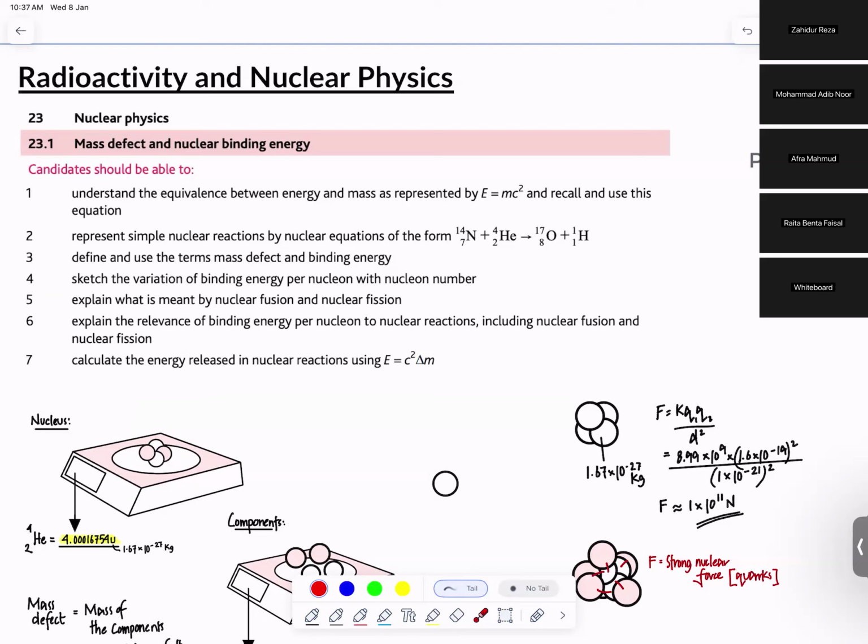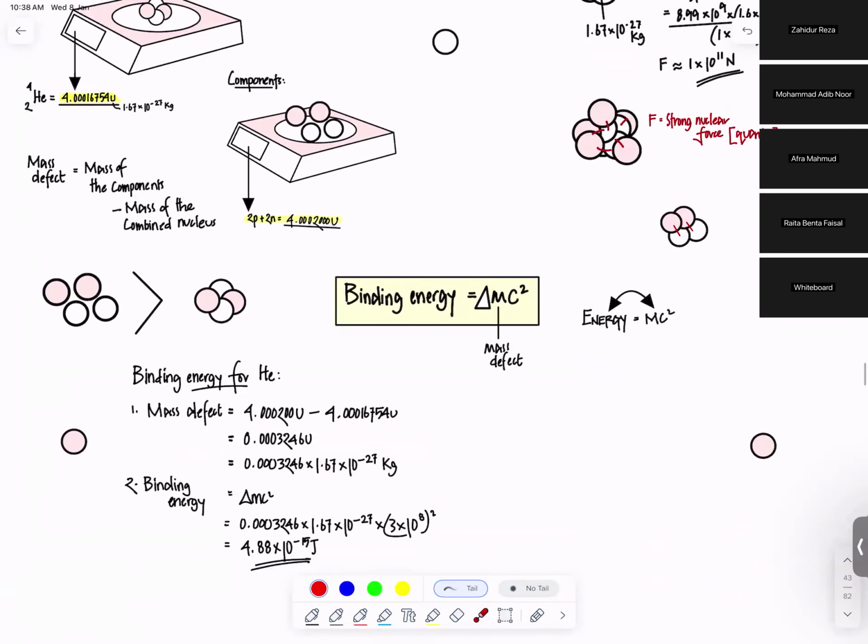So we went through this: understand the equivalence between energy and mass by E equals mc squared, and use and define the terms mass defect and binding energy. So mass defect and binding energy we just saw. What is mass defect? Mass defect is the difference in mass between the nucleus of an atom and the components of the nucleus, meaning what it's made from. That's what's called mass defect. And binding energy is what I just told you, and this is how you find your binding energy. Okay, so yeah, this is your binding energy concept. If you have any questions, tell me.